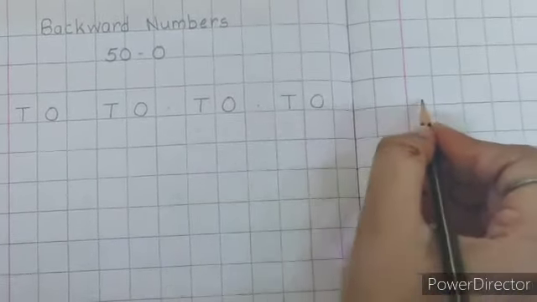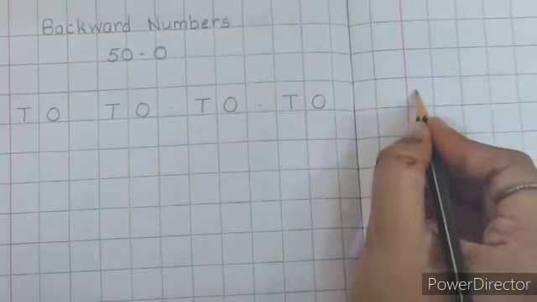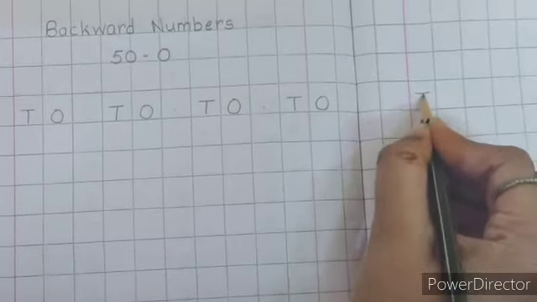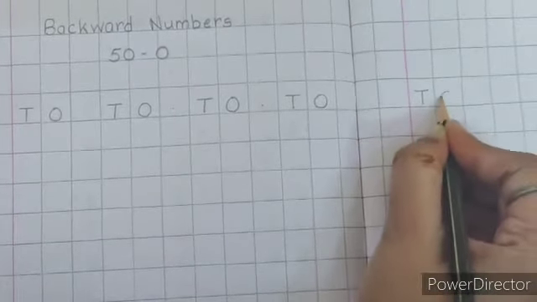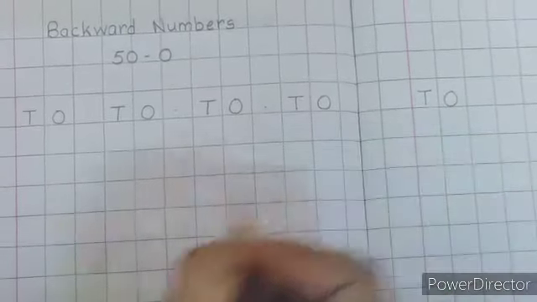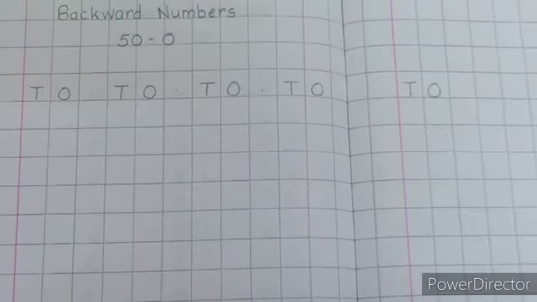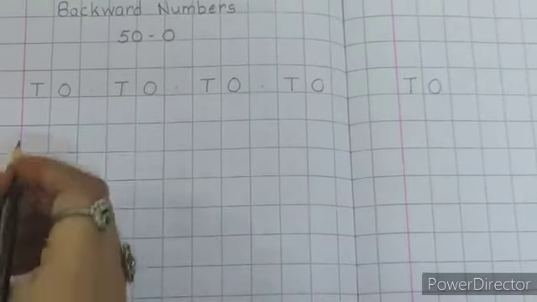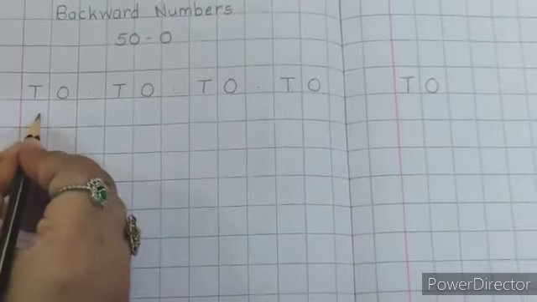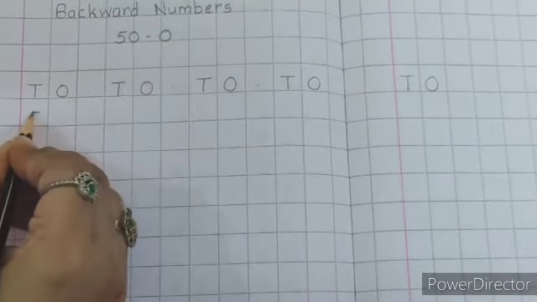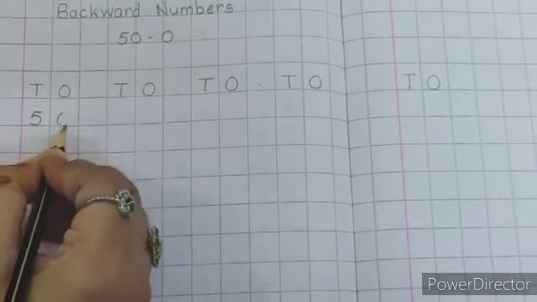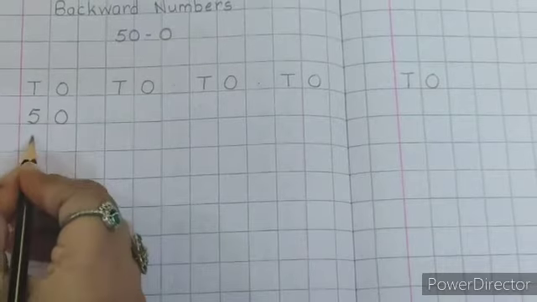So we will come to the next page and write down one more time TO. T, O. Now let's start writing backward numbers from 50 to 0. First we will write 50. 5, 0, 50.